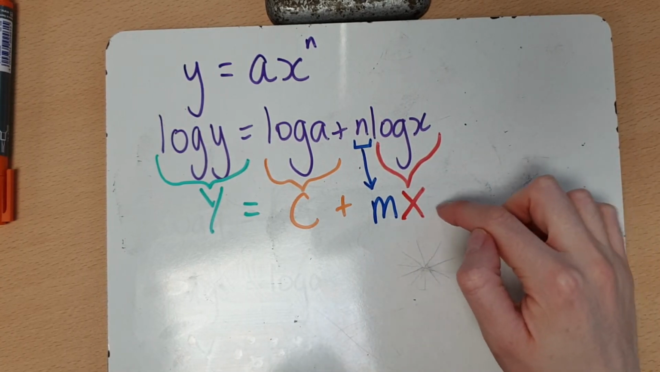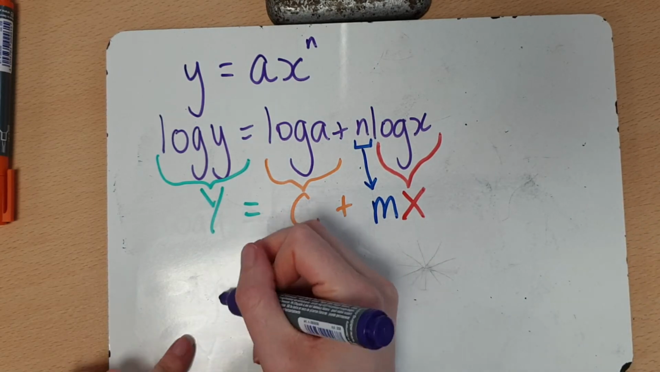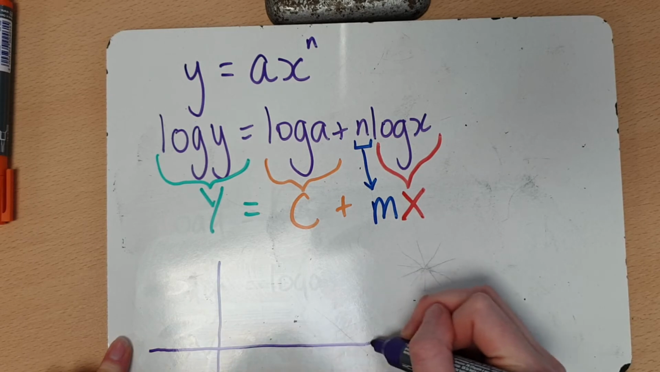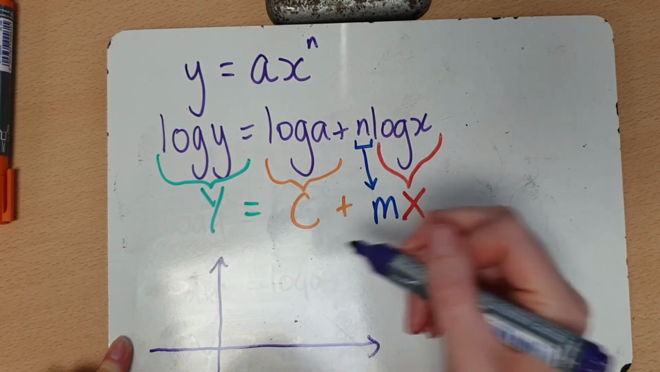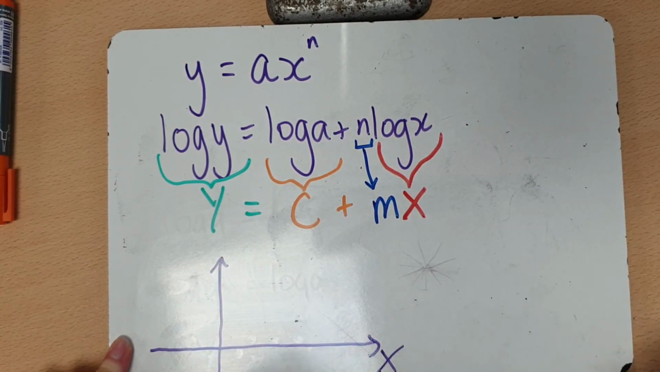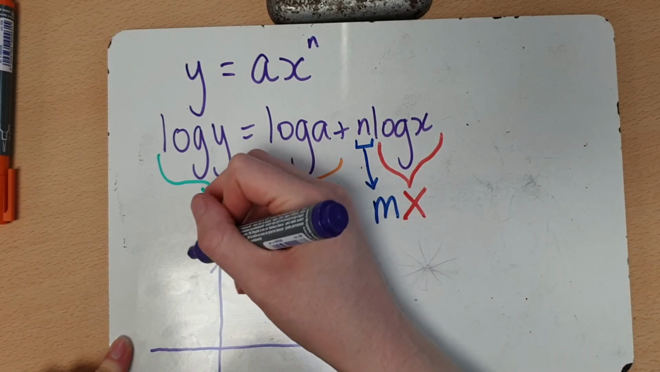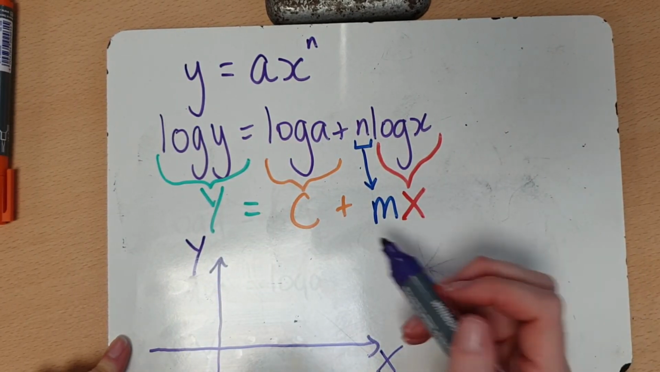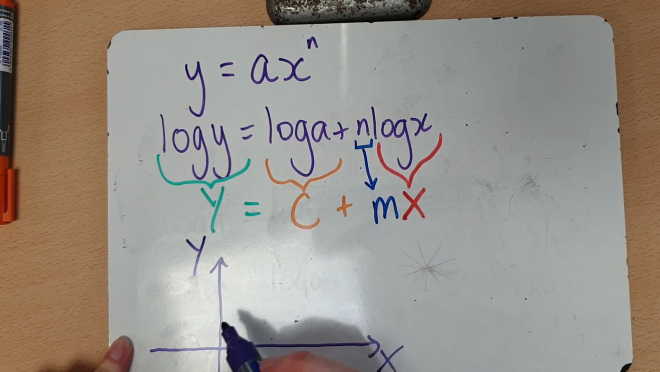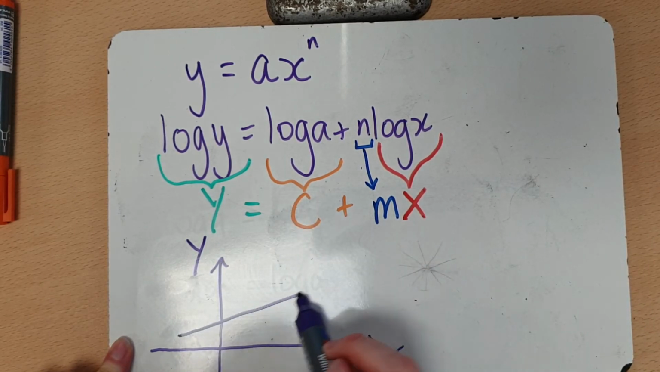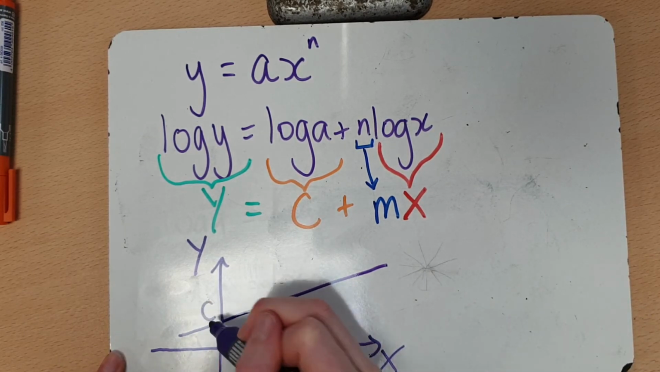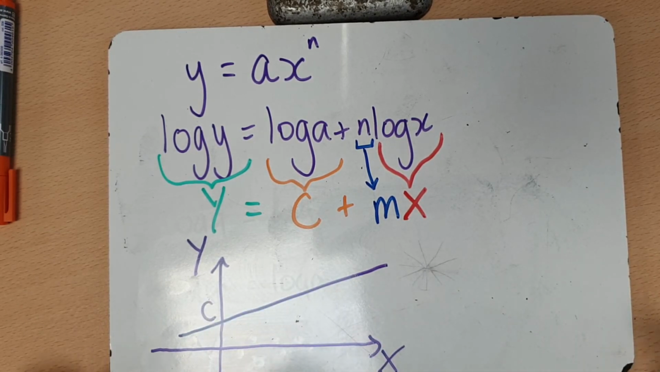If I plot this graph, or graph as you would say, I will have capital X as my x-axis and capital Y as my y-axis, and I will have c, this constant, that is the y-intercept, and I'm just going to have a linear relationship there. So this y-intercept is c.